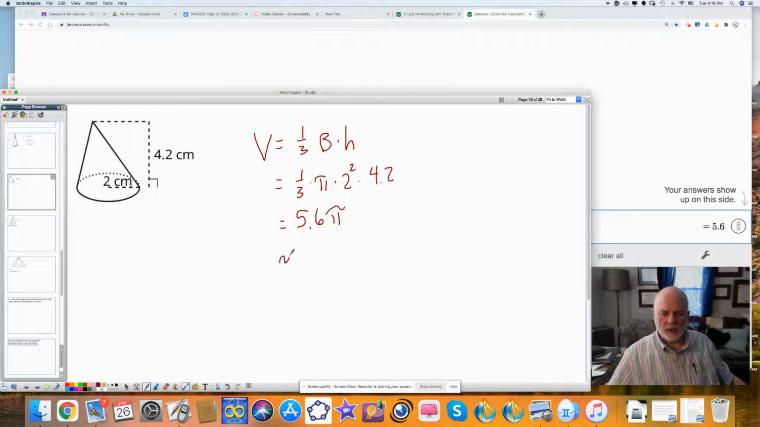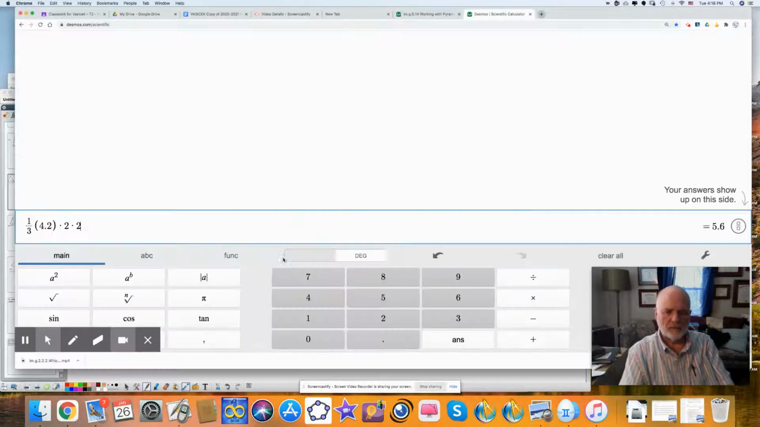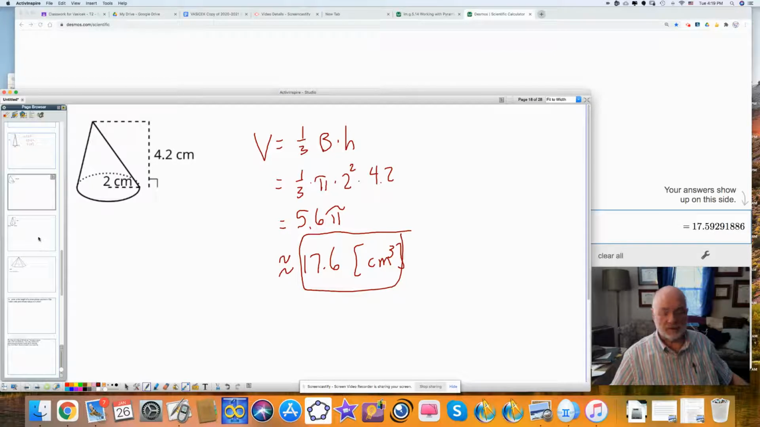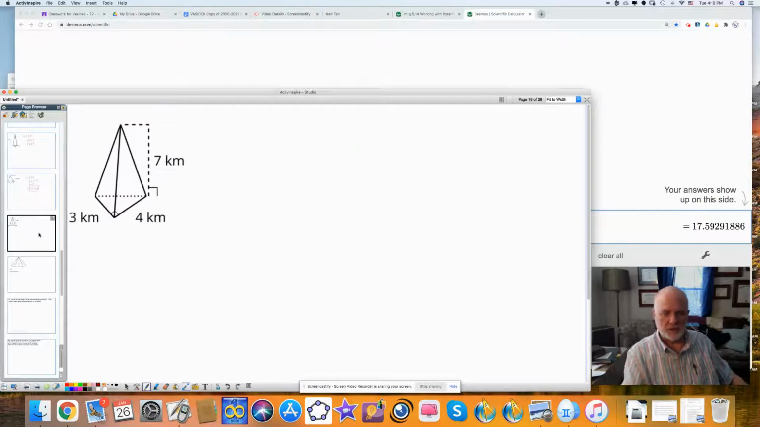This would be approximately, so if I plug in pi, and I'll use the pi button, which is going to give me more exact, 17.6. It's approximately 17.6. And the units would be centimeters cubed. I put the units in brackets. I suggest you do that. And you could also circle your answer, which I didn't do on the previous page, but I should.